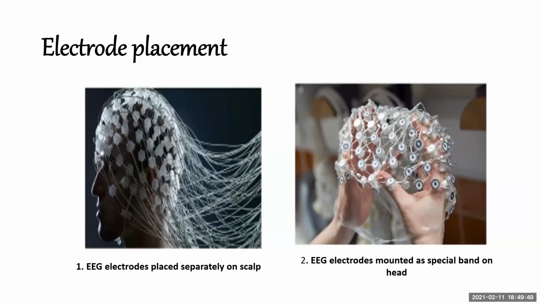Okay, proceed with the electrode placement. Basically, there are two ways of electrode placement. The first one, we can place the electrodes separately on the scalp. And the second one, we can place them as a special band on the head, just like in the pictures.